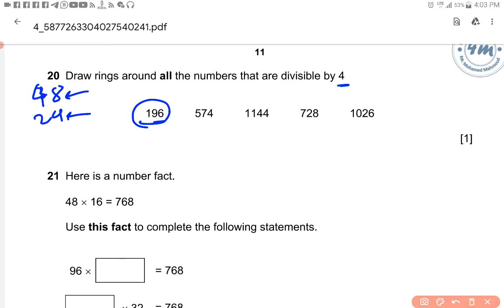574. If you divide 74 by 2, it will be 37. 37 is odd, so the number is not divisible by 4. Here 44, we know that 44 is divisible by 4. And then 28 here, 28 is divisible by 4. 26 is not divisible by 4.